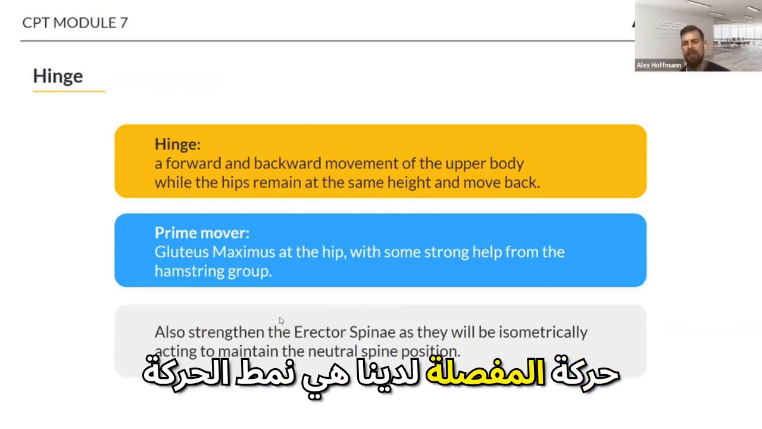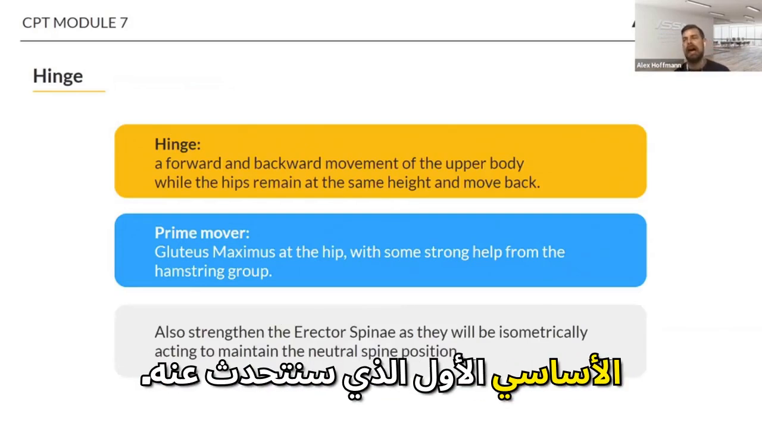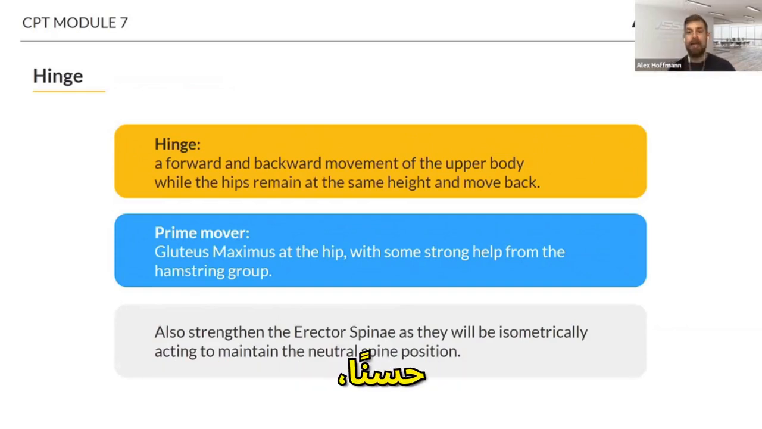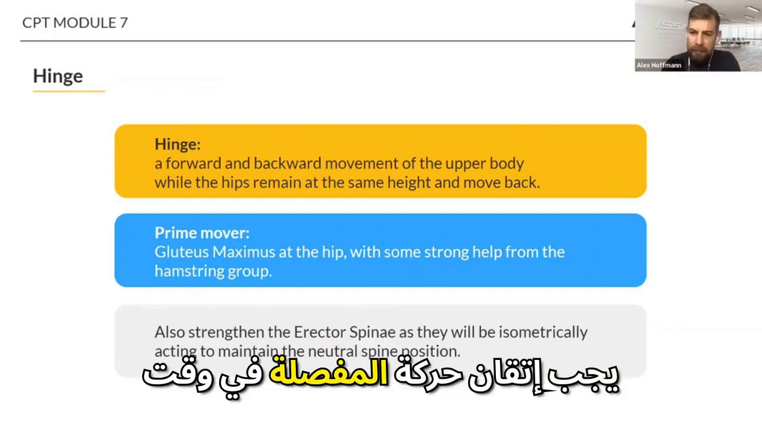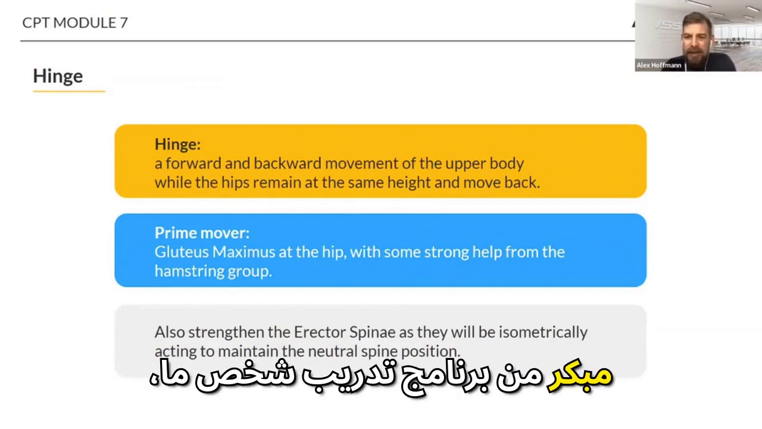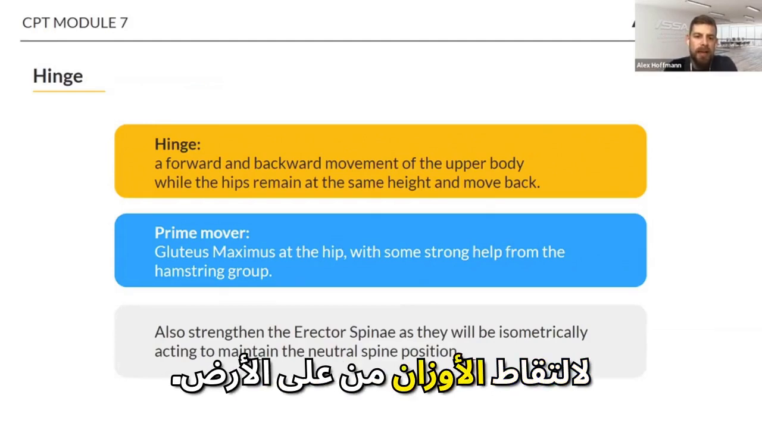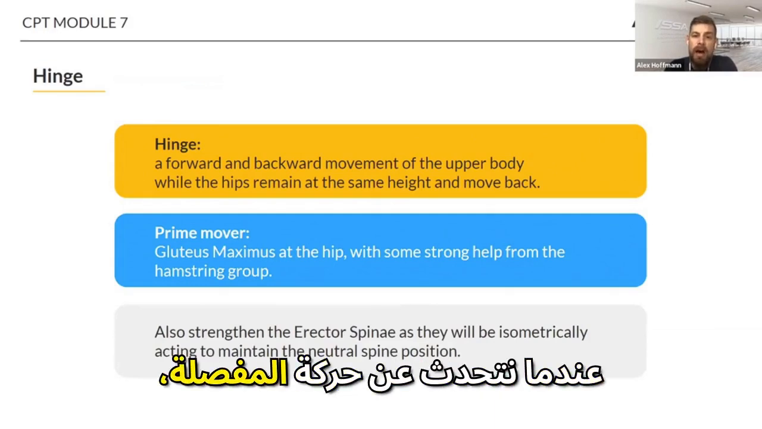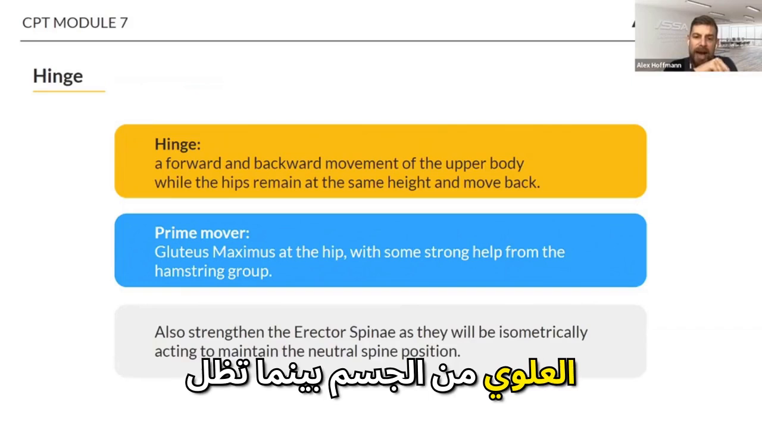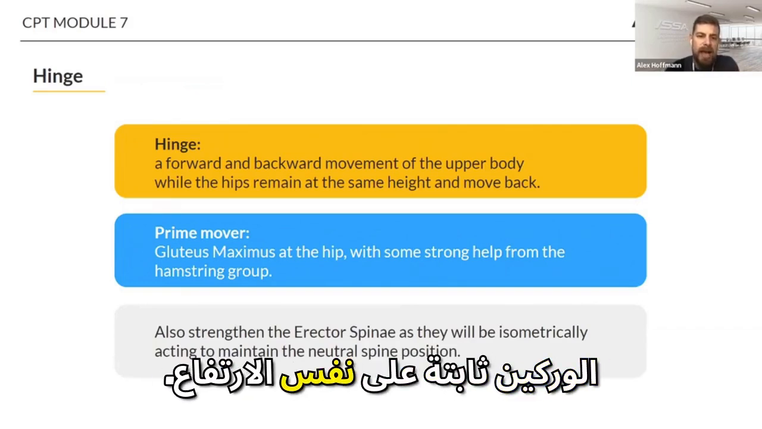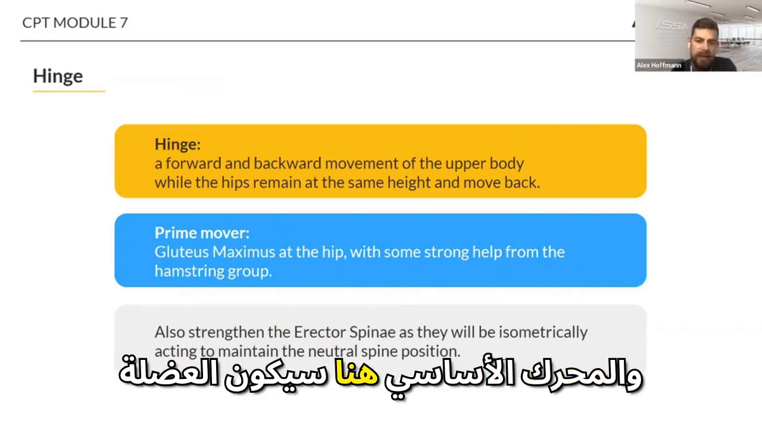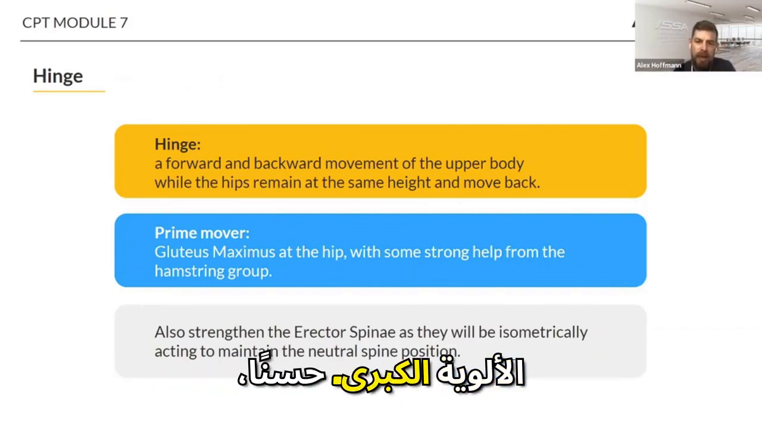All right, our hinge movement is the first fundamental movement pattern that we'll talk about. A hinge movement needs to be mastered early on in someone's training program because it relates to overall safety of picking weights up off the ground, right? And so when we're talking about a hinge movement, it's a forward and backward movement of the upper body while the hips remain at the same height. And our primary mover here is going to be our gluteus maximus.